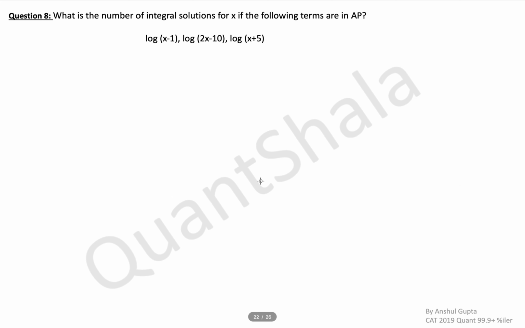So question 8, what is the number of integral solutions for x if the following terms are in AP? Many of you might be knowing that if some logarithmic terms are in AP, that means those terms within the log are in GP. We can simply prove that also.